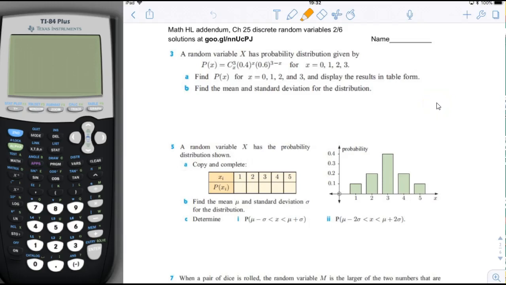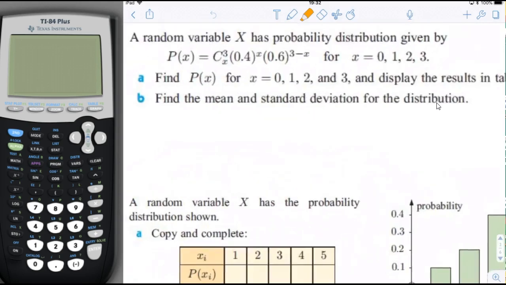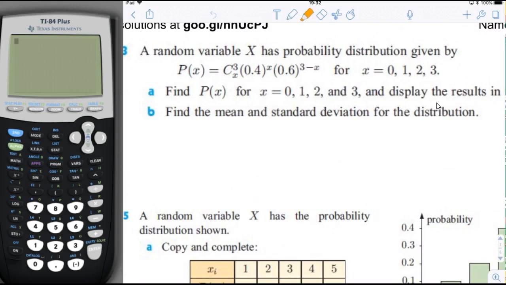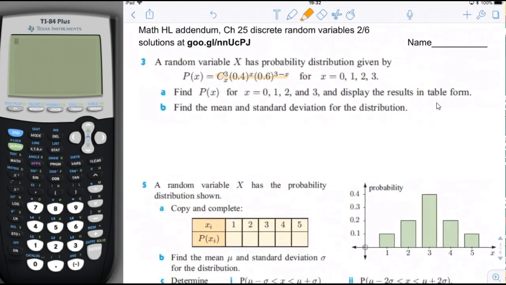Page 2 of discrete random variables. Math HL addendum. Number 3: a random variable x has a probability distribution given by this expression here for x equals 0, 1, 2, and 3. Find the probability for x equals 0, 1, 2, and 3 and display the results in table form.